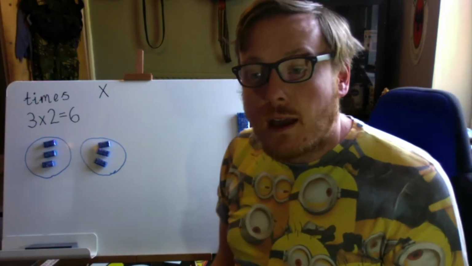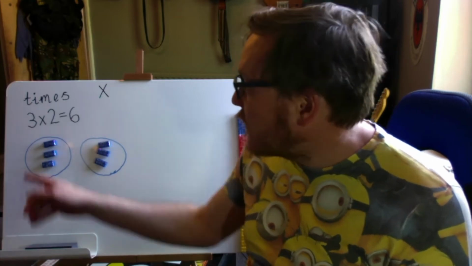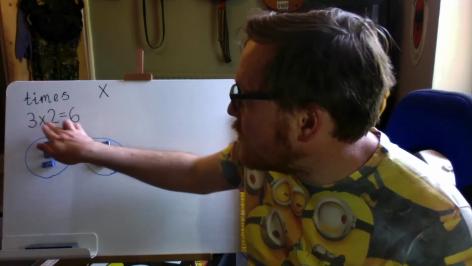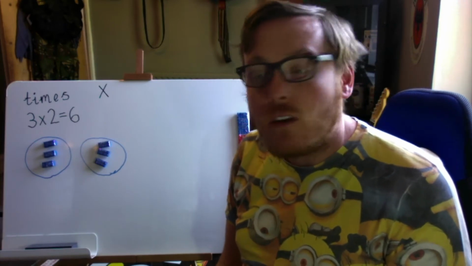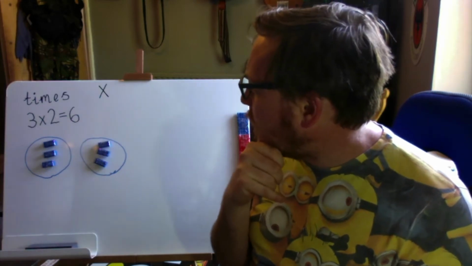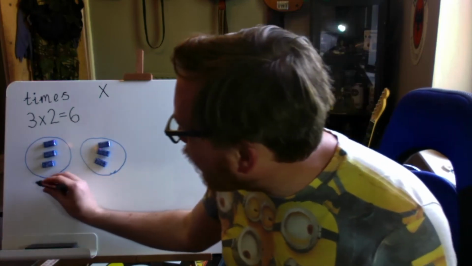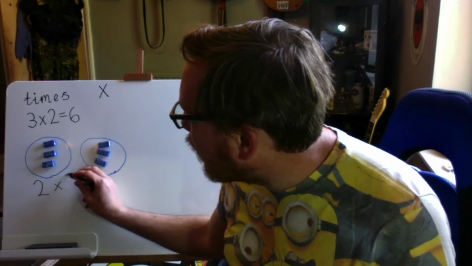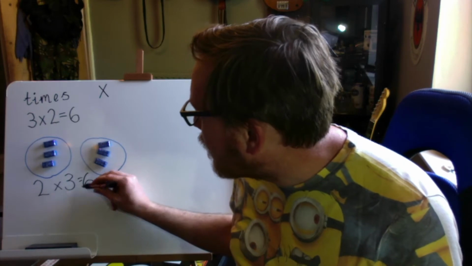Now, when you do times, you can actually do them either way round. When you divide, you have to have your big number first and the 2 smaller numbers here. With times, we can switch these 2 numbers around and we should get the same answer. It's another good way of checking that you're right. So if I wasn't sure, I'm going to try and do it the other way round. 2 times 3, and we know my answer should be 6.